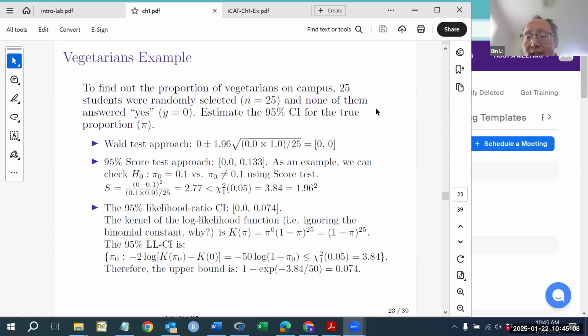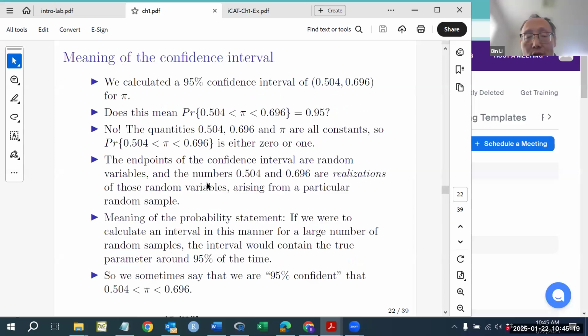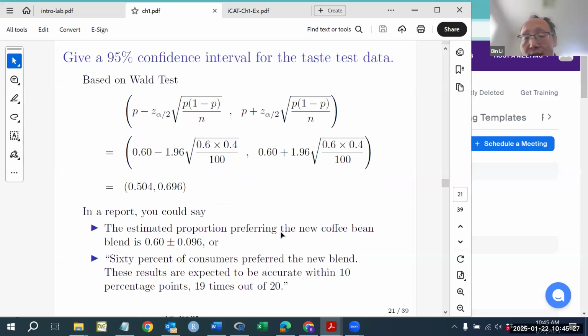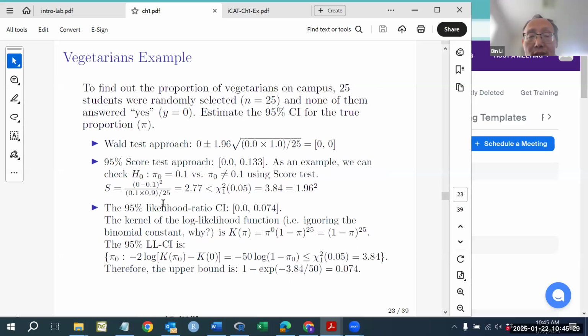So it's not easy to calculate. There is no closed form for the score test results. Why? Because you can check, it's very difficult to find out, so it's not like the Wald test. It's easy to find out the closed form there. Does that make sense? Because here, for the Wald test, the denominator is also related to the pi.